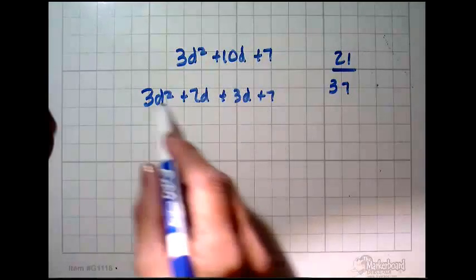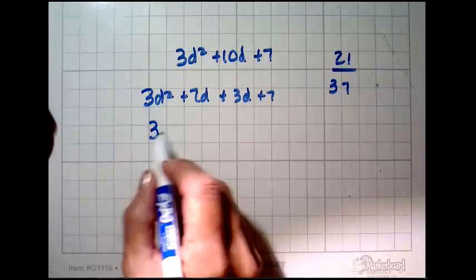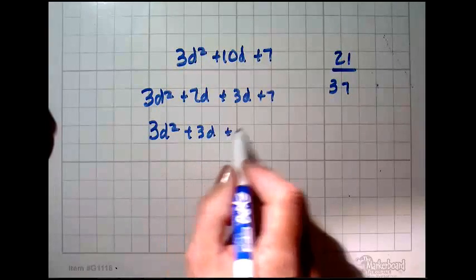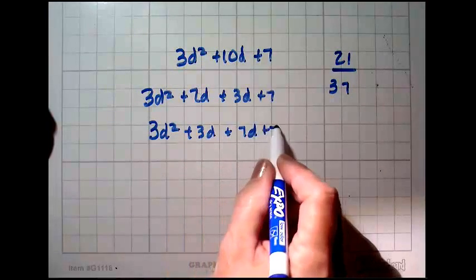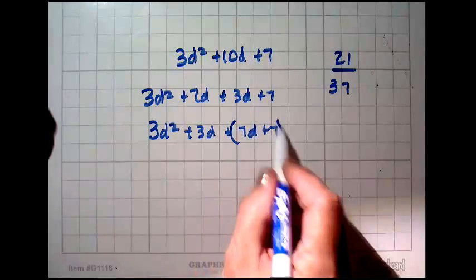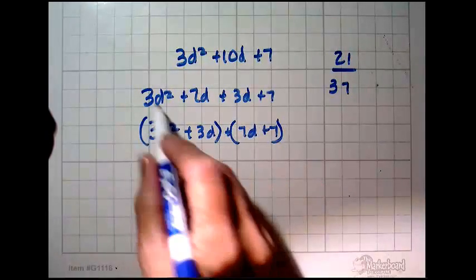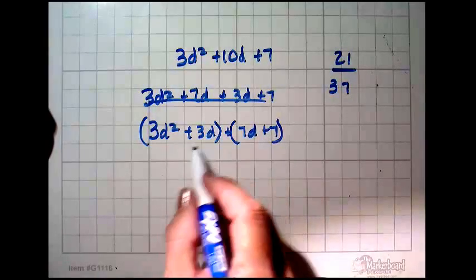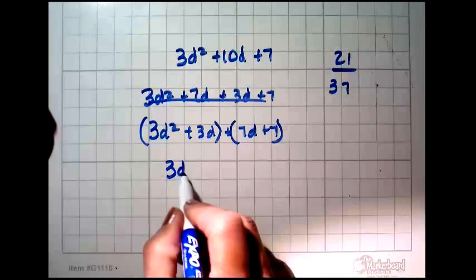So I'm going to flip these two around and I'm going to write it 3d squared plus 3d plus 7d plus 7. All I did was change the order because I want the 7's together and the 3's together. That's all I did. When I look at 3d squared and 3d, what's in common? Yep, the 3d.